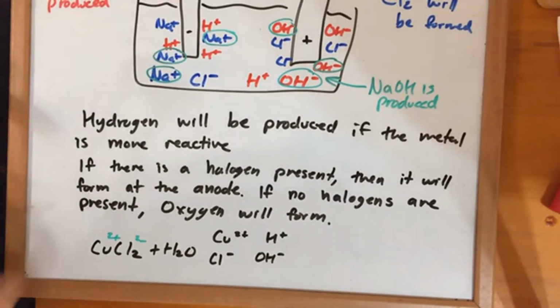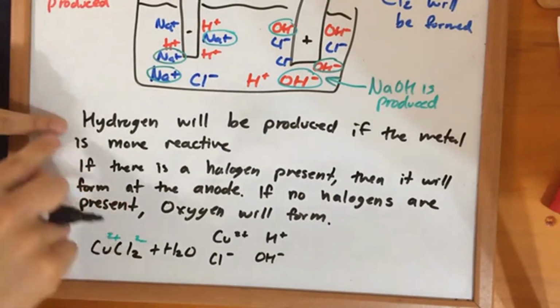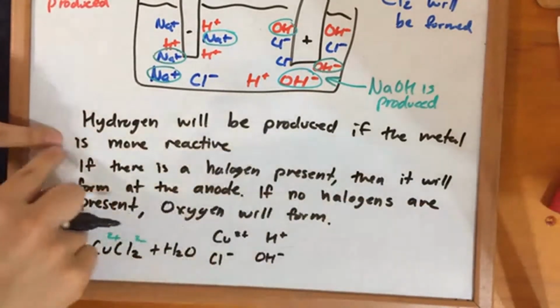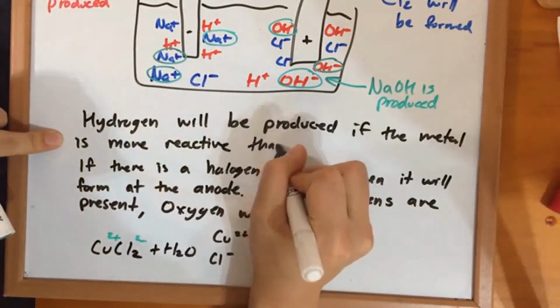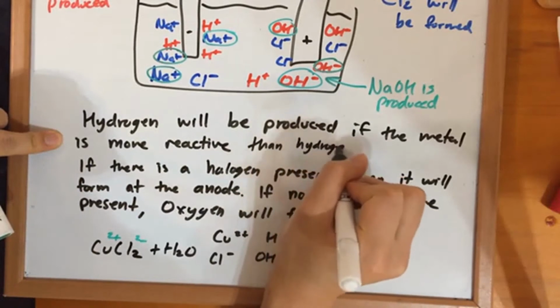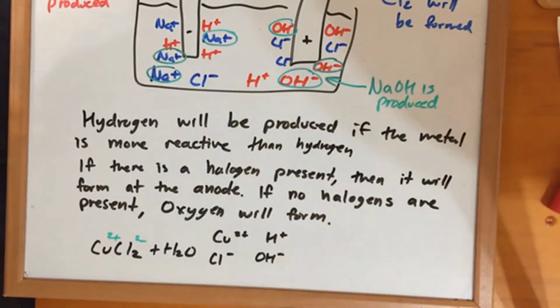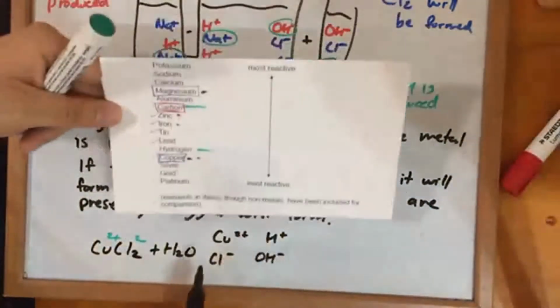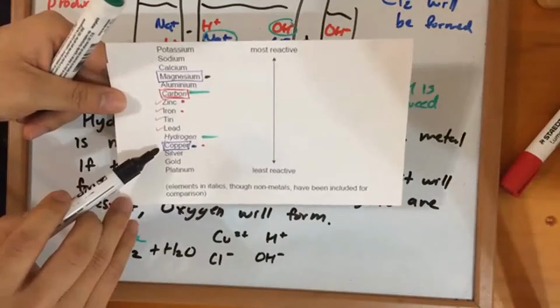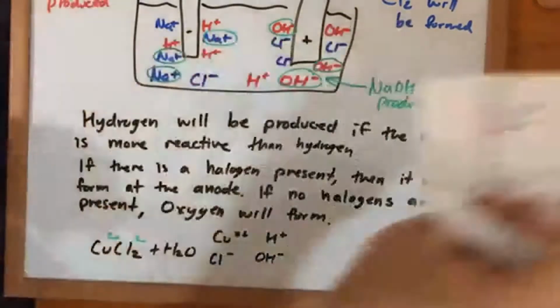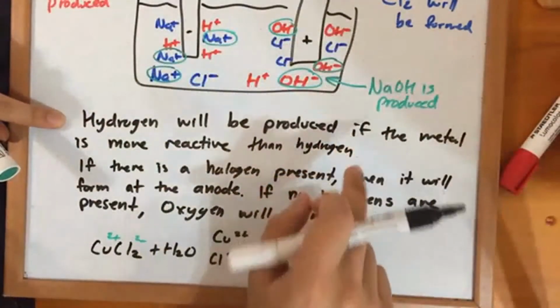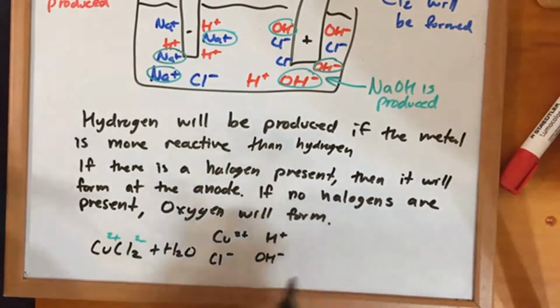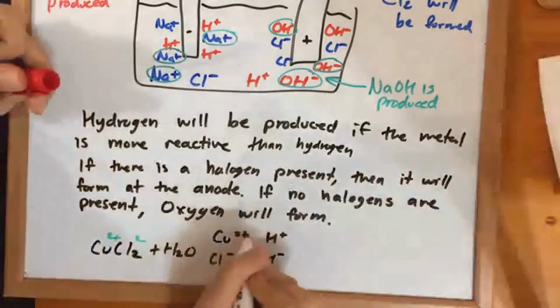So let's look at the cathode first, because we did that first, right? So it says that hydrogen will be produced if the metal is more reactive than hydrogen. Okay, sorry about that, I realize that probably would have made more sense. So hydrogen will be produced if the metal is more reactive than hydrogen. Okay, so looking at my reactivity series, copper and hydrogen. Copper is below hydrogen, so copper is less reactive, which means that hydrogen is not going to be produced, right? It's actually going to be the metal. So in this case, I'm going to get copper that's formed.